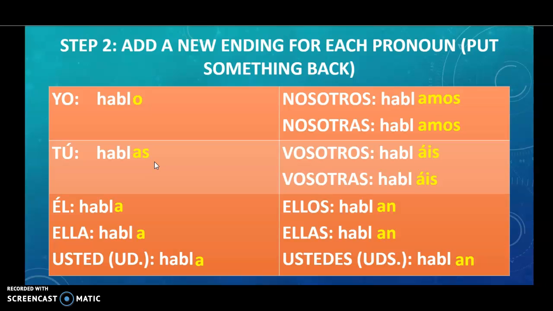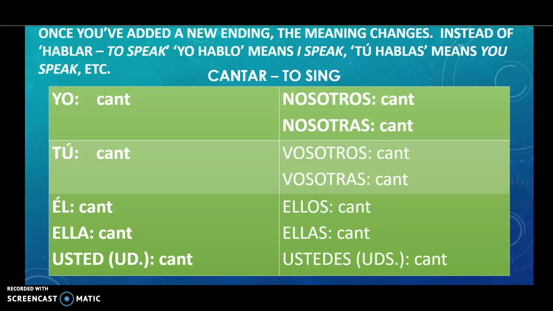So on your notes page, it says, once you've added a new ending, the meaning changes. So instead of hablar, to speak, yo hablo means I speak. Tú hablas means you speak. So now I want you to put everything together that you have learned and conjugate the verb cantar. So cantar means to sing. Step 1, you're going to take the verb cantar and drop the ending. And I've already done this. So I took off the AR and I'm just going to start putting CANT in each of these.